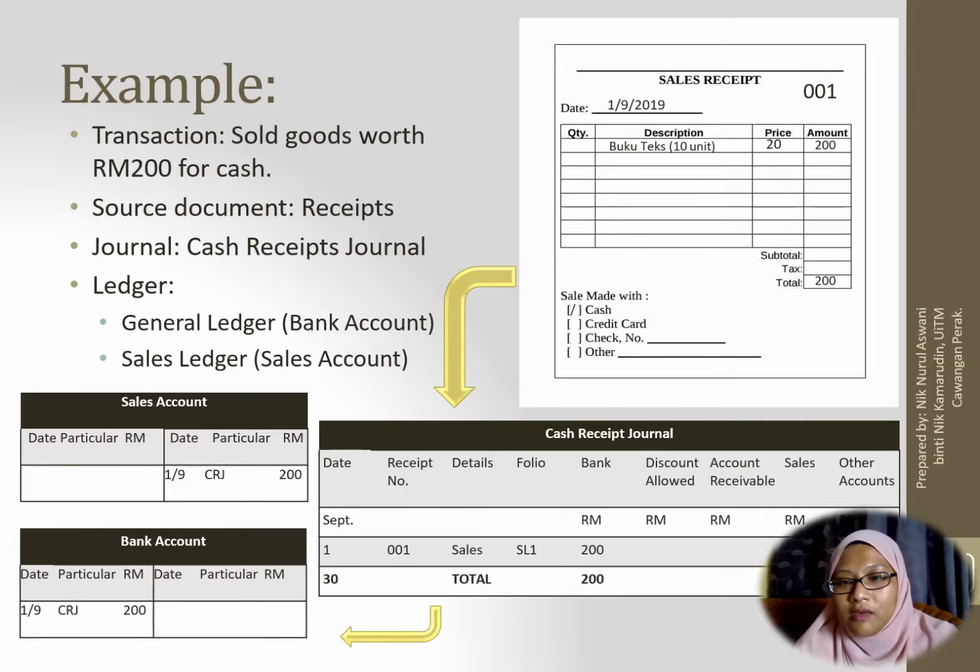So you give him or her a receipt, and you state clearly on the receipt the amount, 200 ringgit. Then it will be journalized in the cash receipt journal. From the cash receipt journal, you are going to post to the ledger accounts, which are the sales account and also the bank account.